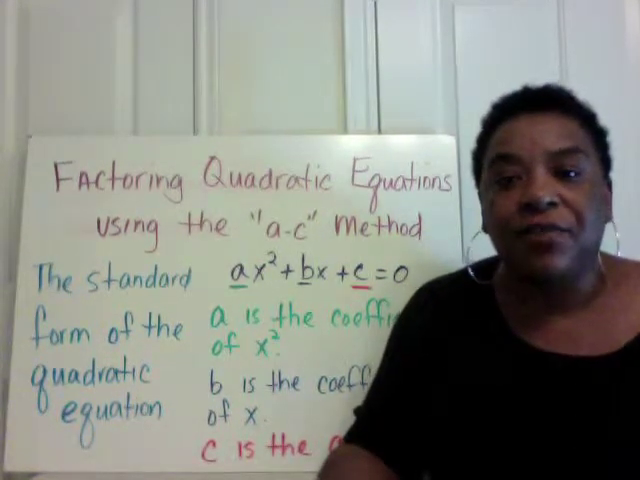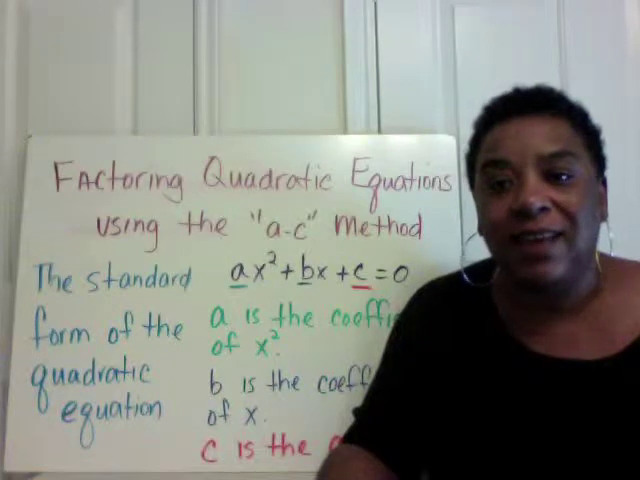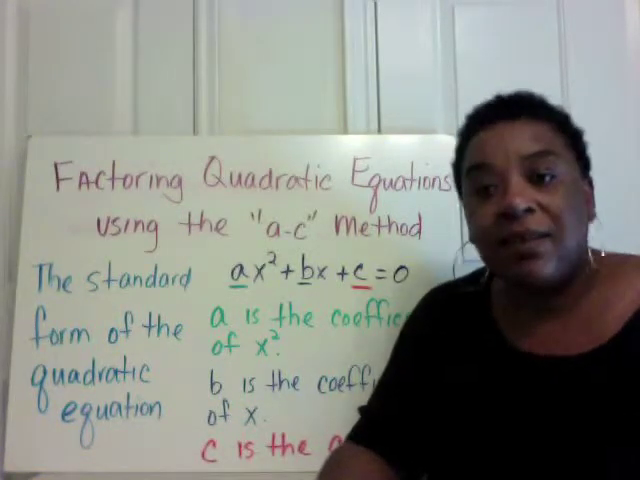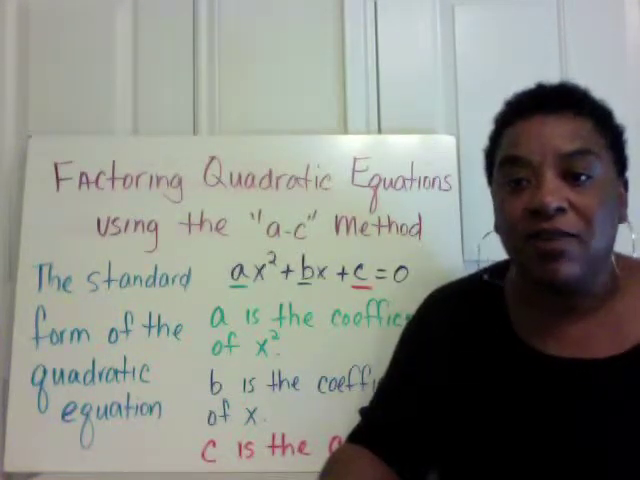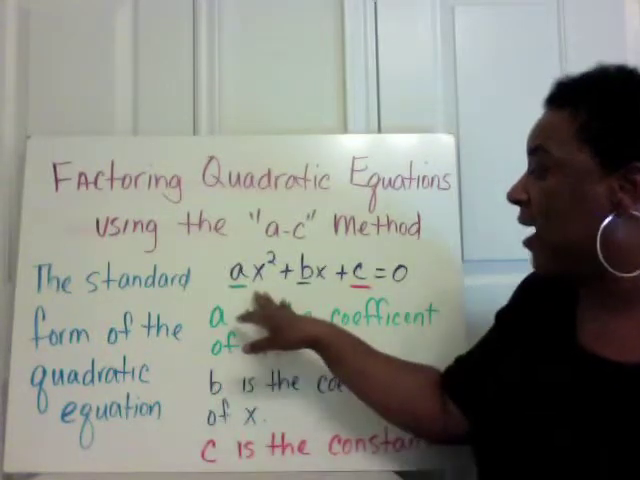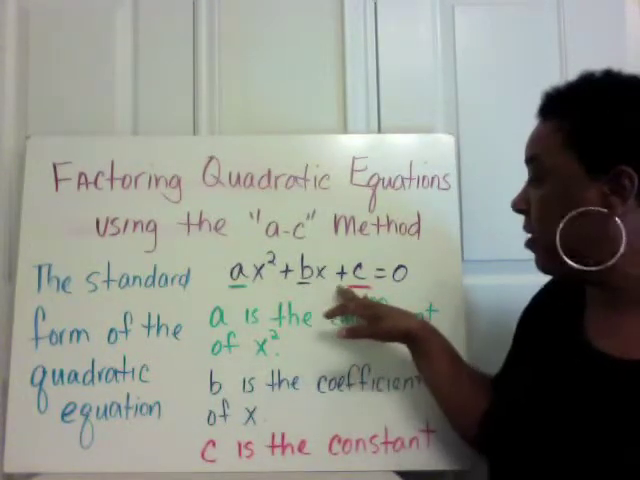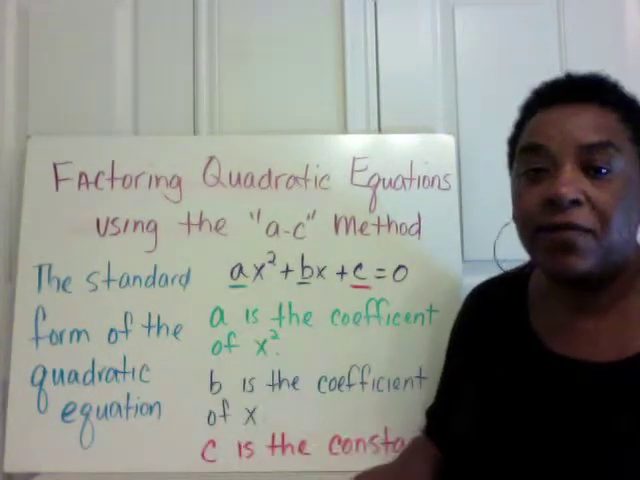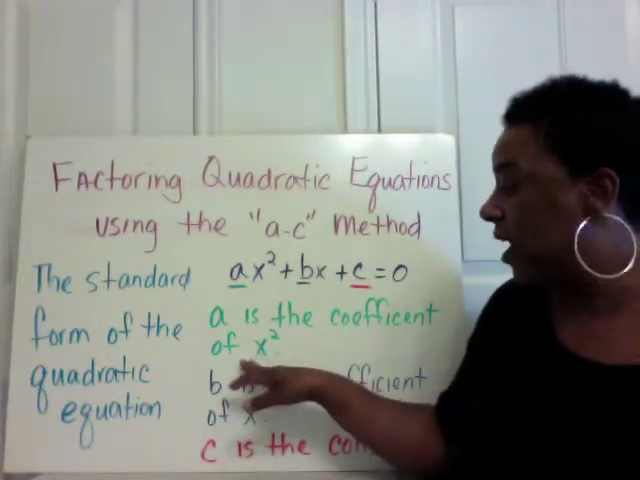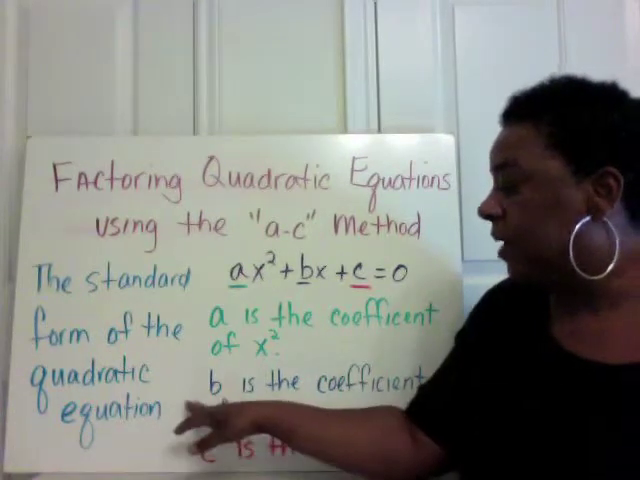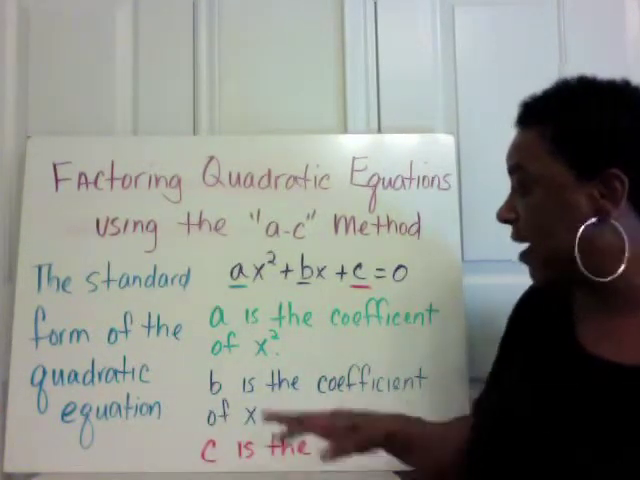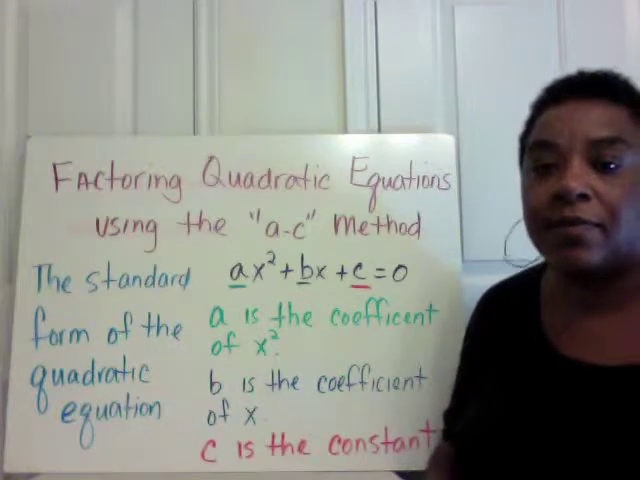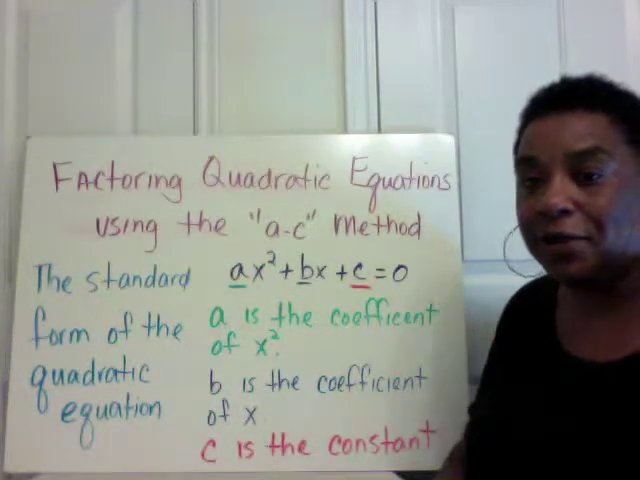Let's talk about factoring quadratic equations using the AC method. First, let's recall that the standard form of a quadratic equation is ax squared plus bx plus c equals 0. A is the coefficient of our first term of x squared. B is the coefficient of our second term, x. And c is our constant term.